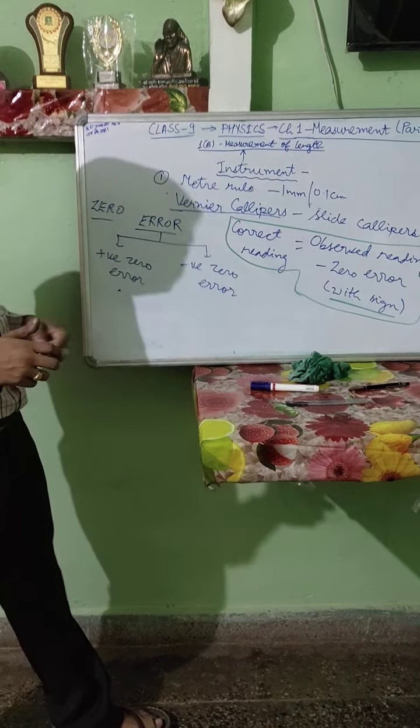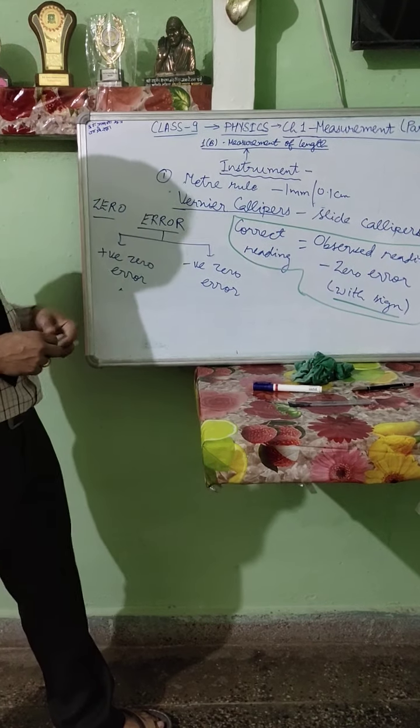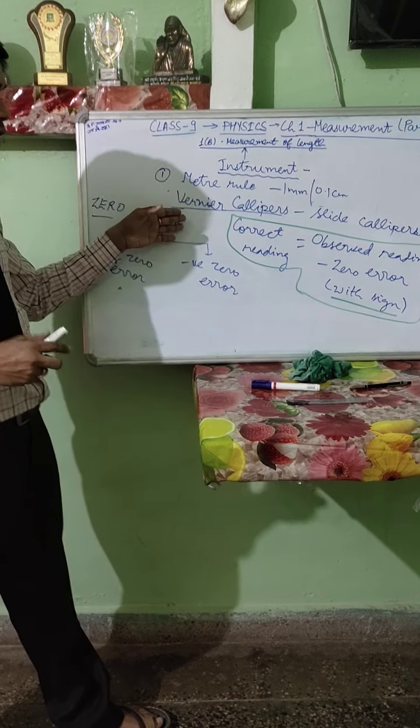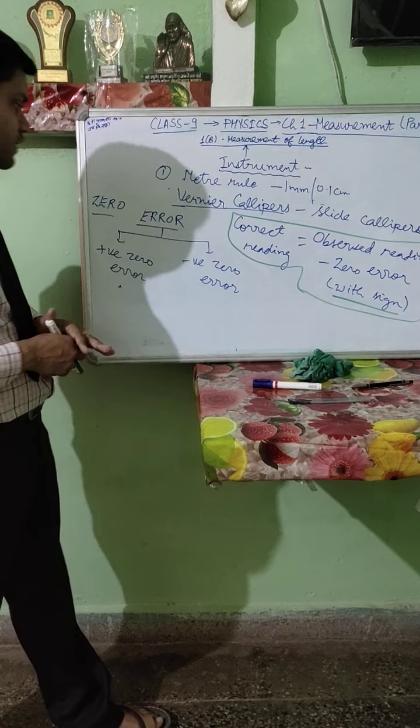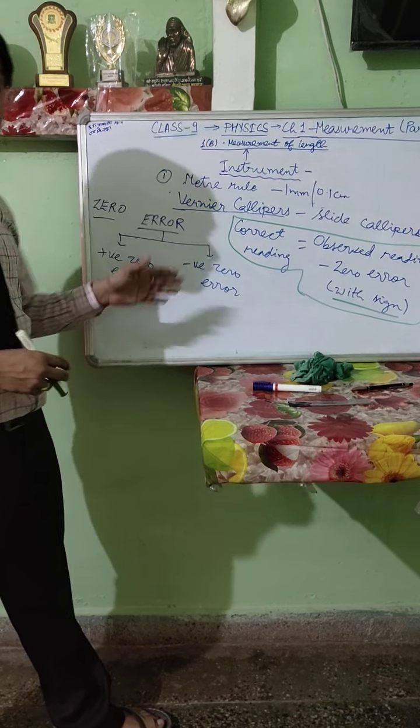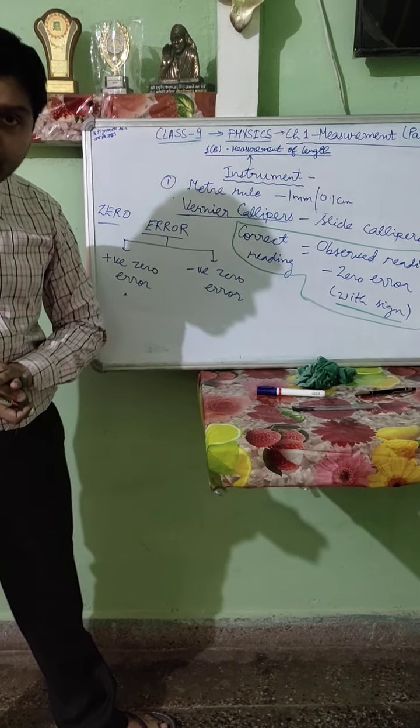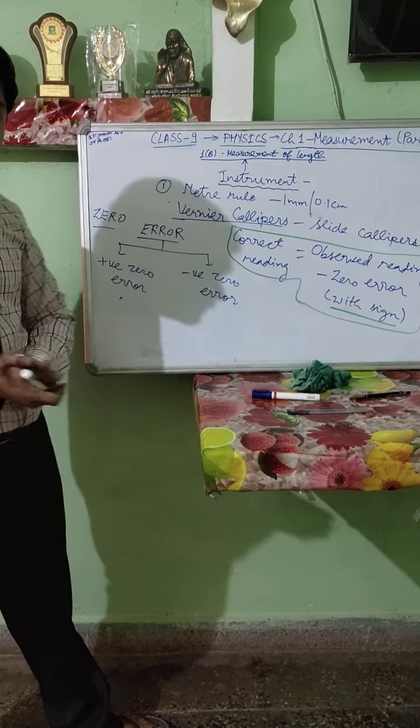So this was all about vernier calipers. Here you have to learn the description, the main parts, main functions, types of errors, how you will be able to find out the reading, and numericals on vernier calipers.